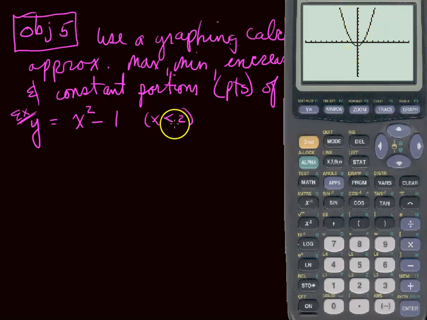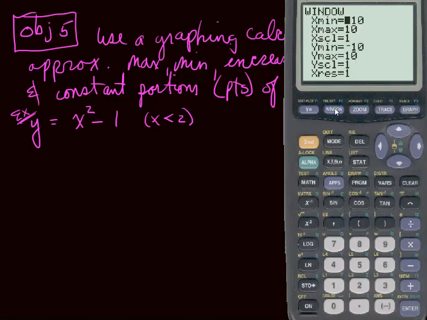Now, if we want to say, no, I want this to be less than 2. And suppose we were told to do it in a certain window. And they gave us the window coordinates. Go click on the window button. They want to go from -5 to 10.